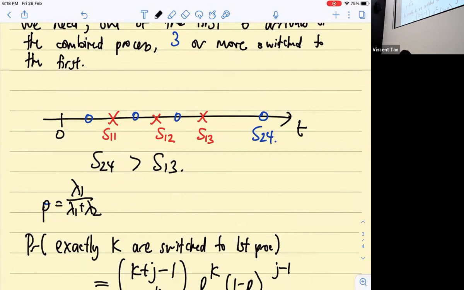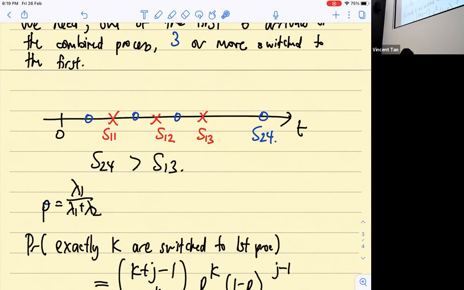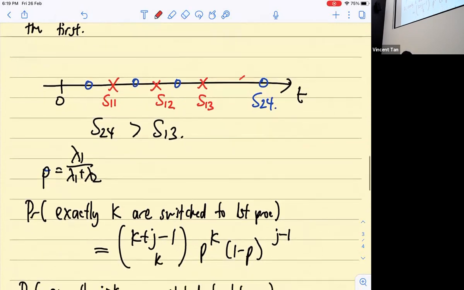In order for S24 to be bigger than S13, we need out of the first 6 here, 3 of them to be switched to the first process. Could we have 4 switched to the first process? Suppose we have this. Then that's also fine, because if 4 switch to the first process, we can call this S14. If S24 is bigger than S14, by definition, S14 is bigger than S13. So we are also okay.